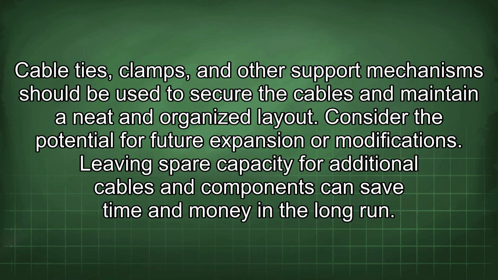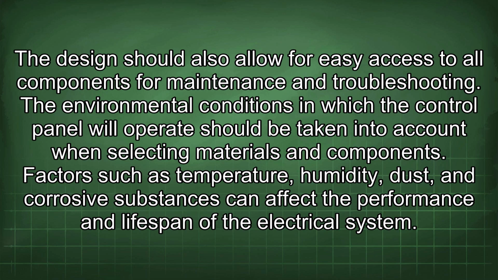Consider the potential for future expansion or modifications. Leaving spare capacity for additional cables and components can save time and money in the long run. The design should also allow for easy access to all components for maintenance and troubleshooting. The environmental conditions in which the control panel will operate should be taken into account when selecting materials and components. Factors such as temperature, humidity, dust, and corrosive substances can affect the performance and lifespan of the electrical system.